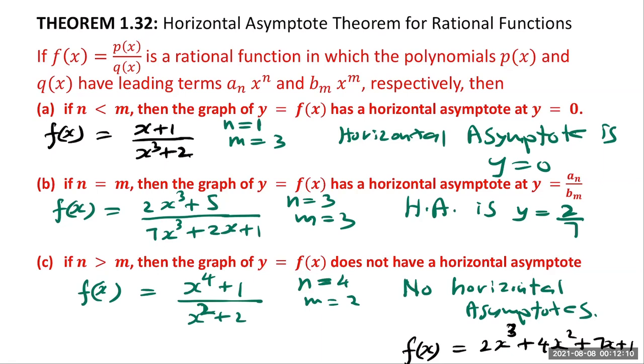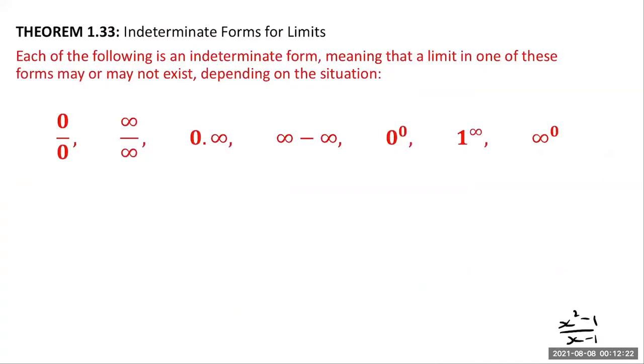All right, that is a very powerful theorem. This allows you to find the horizontal asymptotes of rational functions within seconds. All right, let's move on.